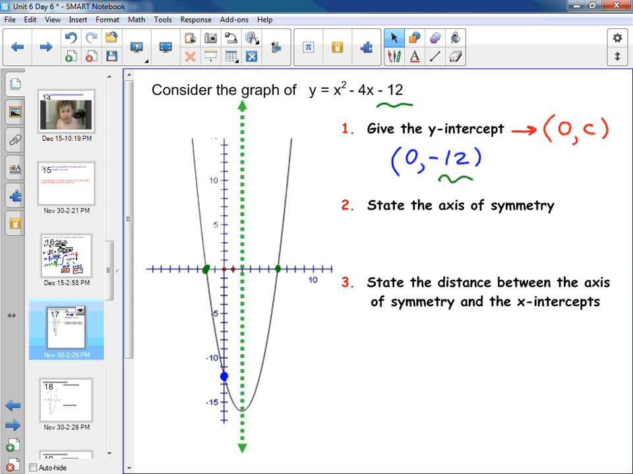So the axis of symmetry is a vertical line. That's a special equation, x equals. And the x-coordinate of every single point on that vertical line would be x equals 2. And so my axis of symmetry is x equals 2. Awesome.